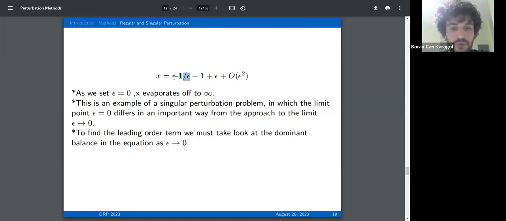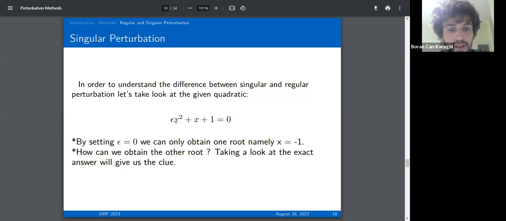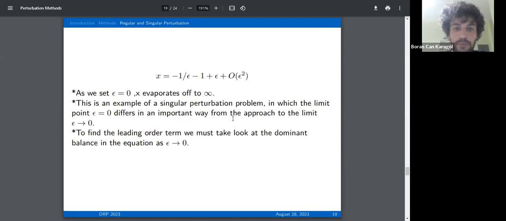To find the leading order term, we must take a look at the dominant balance in the equation as epsilon goes to 0. And what I mean by the dominant balance in the equation is, if we were to go back, since we know this term contains the other root, it no longer becomes logical to neglect that term by setting epsilon equals 0. So what we have to do is consider this as a dominant term and see how its magnitude relates to the other terms in the equation as epsilon goes to 0. And this whole equation has to equal 0 as well.